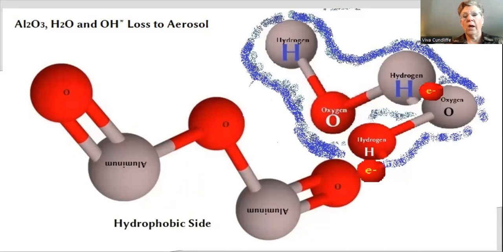Okay, and it'll build up on one side of the particle, probably initially at the very microscopic nano level. And then this is a lot heavier. And once they start coalescing together, this is how you get rain. But this is how hydroxyl is lost to the aerosol.